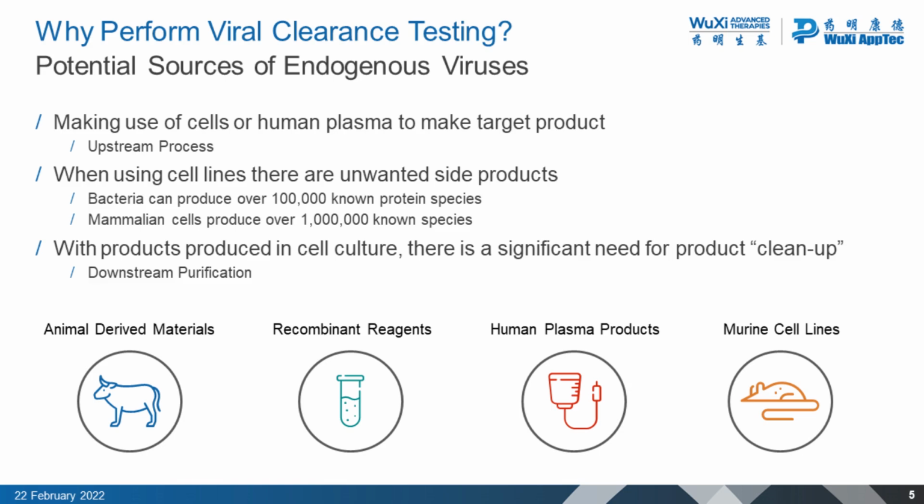We perform viral clearance studies because there are many potential sources of endogenous viral contaminants. These come from making use of cells or human plasma to make the target product, which is part of the upstream process. When using cell lines, there are unwanted side products. Bacteria can produce over 100,000 known protein species, while mammalian cells produce over 1 million known species. With products produced in cell culture, there is a significant need for product cleanup, and that is done through the downstream purification process.